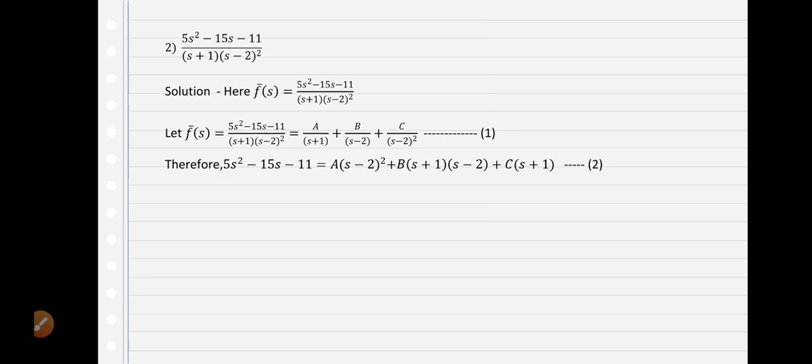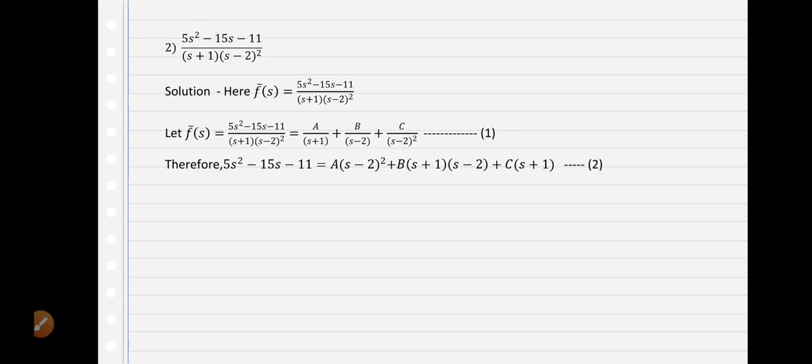Now our aim is to find the values of capital A, B and C, and for that we require the numerator on LHS equal to the simplified numerator on RHS. Now see here, the numerator on LHS is 5s square minus 15s minus 11. Now in equation 1, A upon s plus 1 is there. So what is the remaining factor? That is s minus 2 bracket square. So A will be with s minus 2 bracket square only.